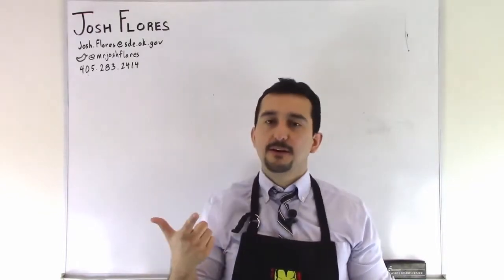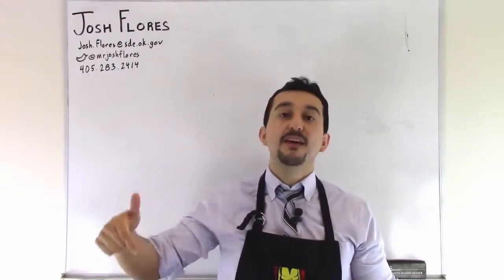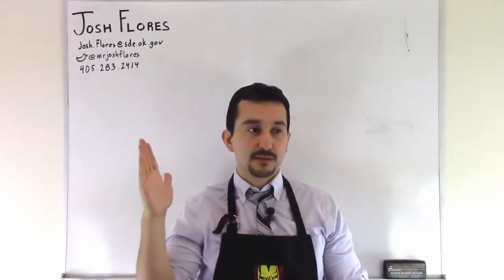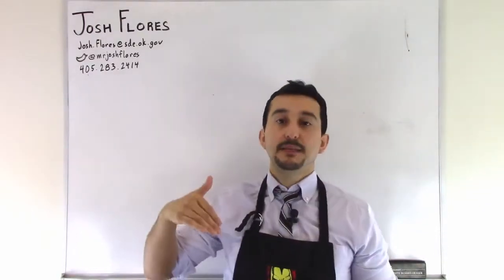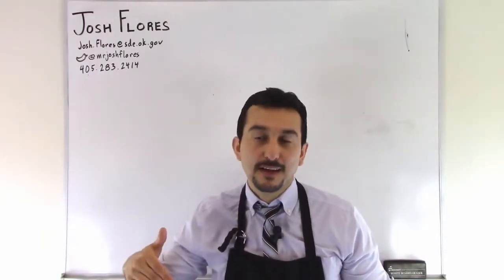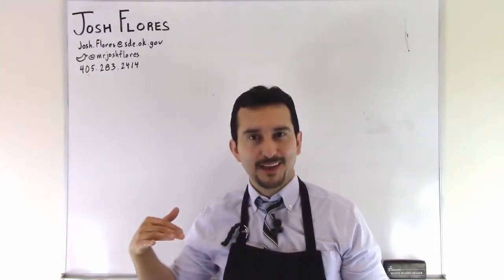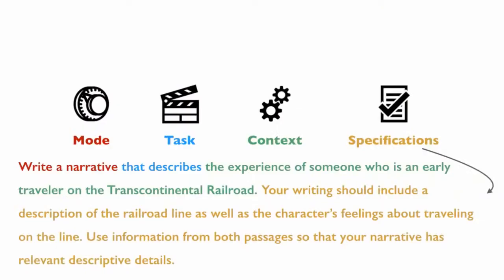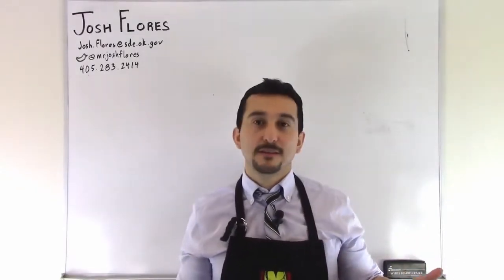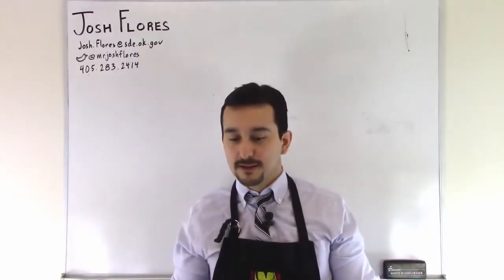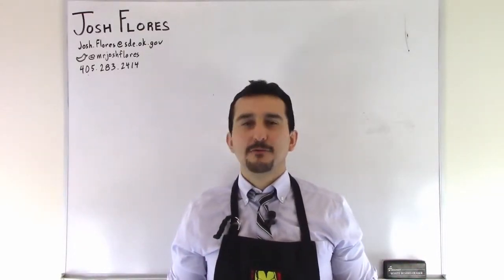First off, we need a character, and they have to be on the railroad. They can't just be someone seeing the railroad go by. They need to be on that railroad, and they have some feelings about that, right? And then, of course, use information from both passages. And if we're not familiar with the Transcontinental Railroad, you might have students that have never been on a railroad, so this is their opportunity to at least do some research about it. And we'll talk more about, well, recipes for reading later on.